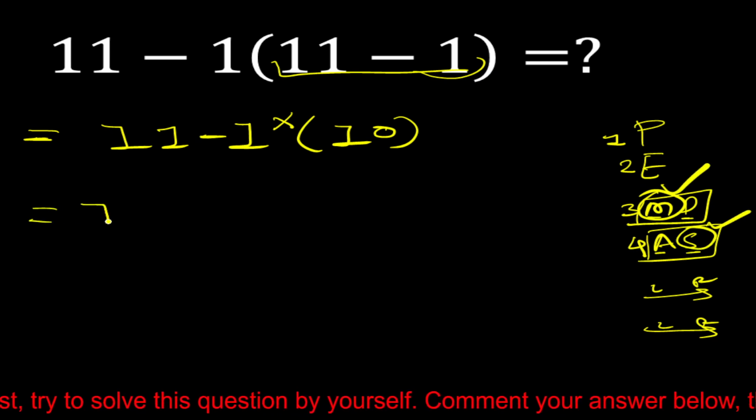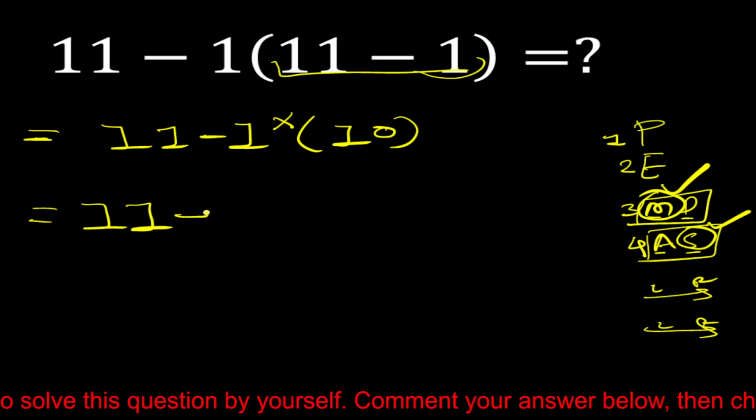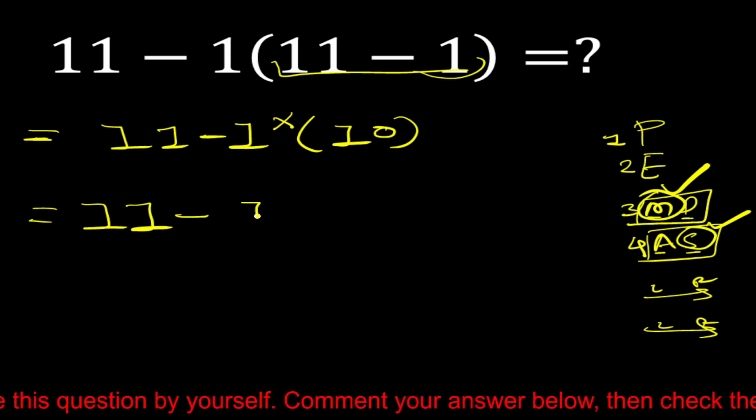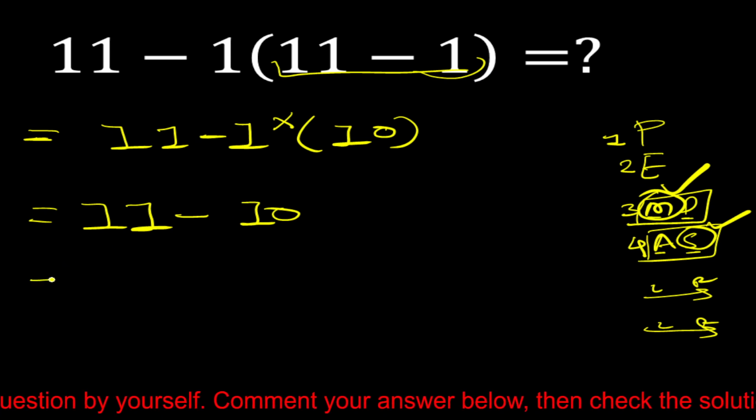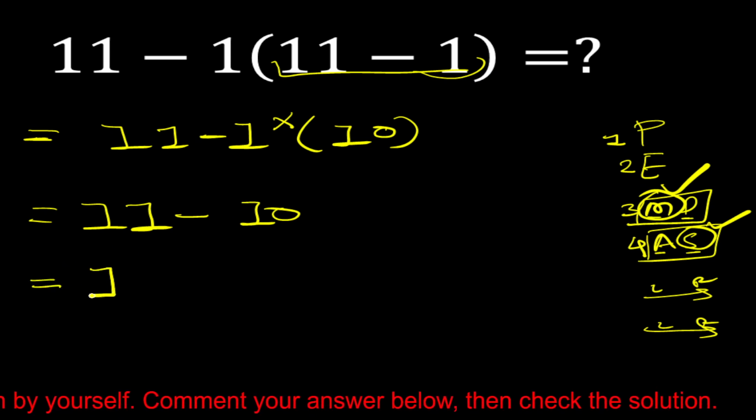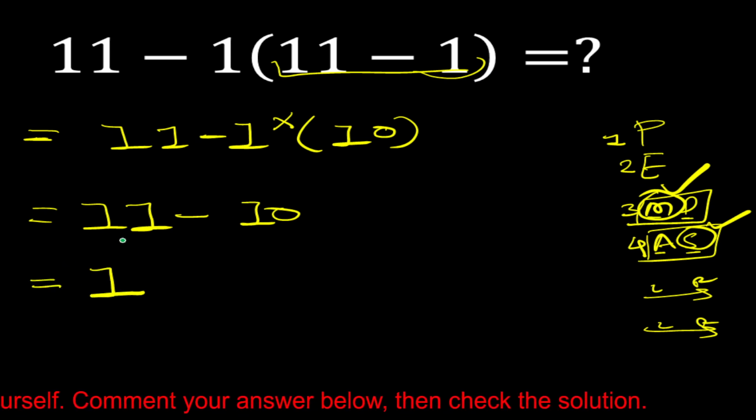So now 11 minus 1 multiply 10 is equal to 10. Okay. So 11 minus 10 is equal to 1. So the correct answer is 1.